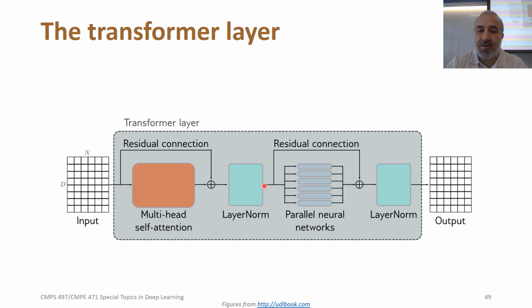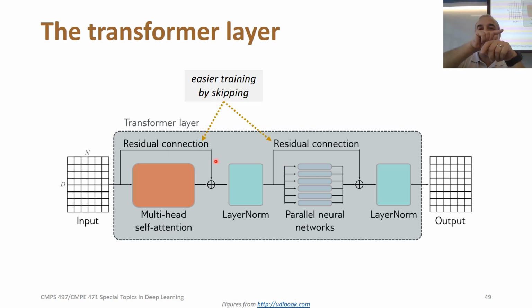Then this output is added again to the output of this, going through another layer of normalization, and that will provide the final output. This is one layer of the transformer. Now let's talk about each one, and then we'll take your question quickly. These connections, as you see, just add the input back to the output. What's the intuition here? What's the point here?